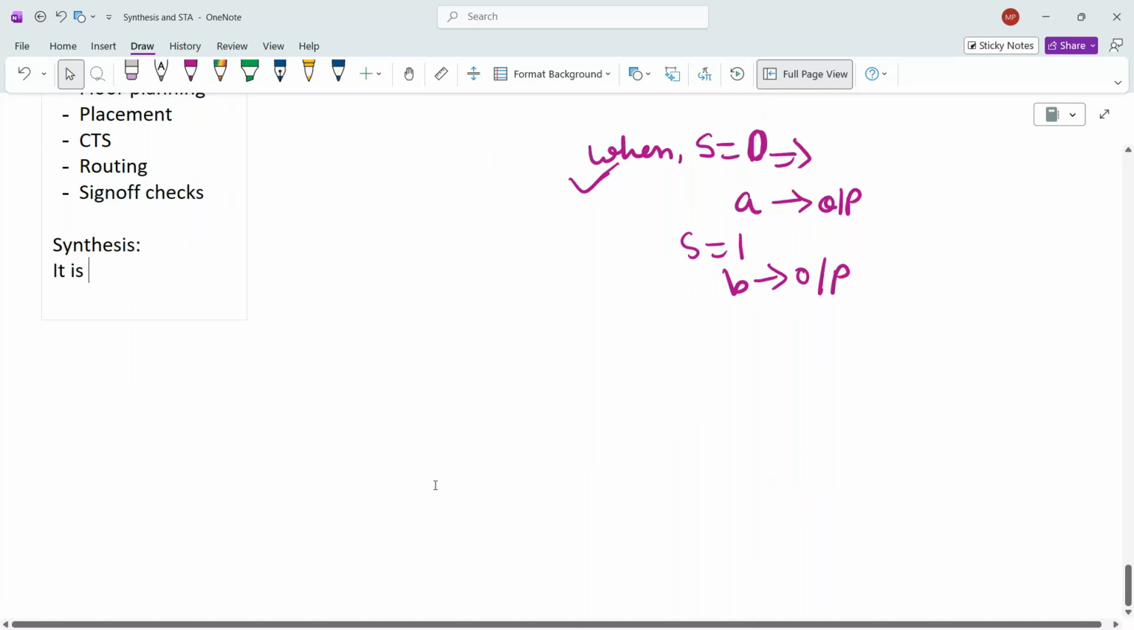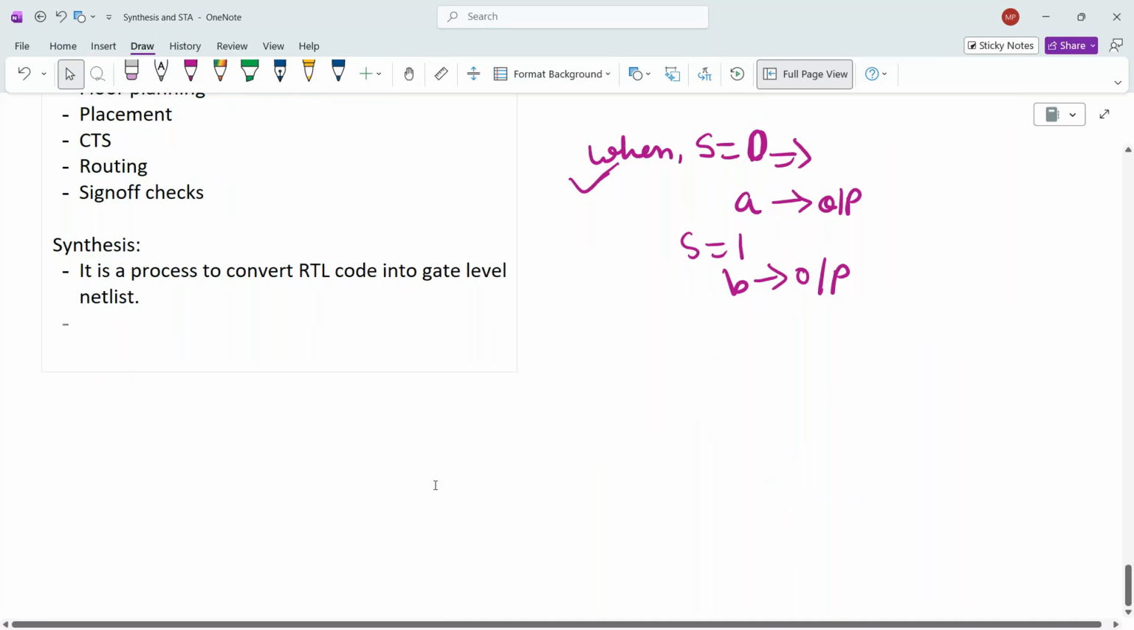Synthesis is a process to convert RTL code into gate level netlist, right? Now we can say RTL code is technology independent, and gate level netlist is technology dependent, right? So this is the main aim of synthesis.